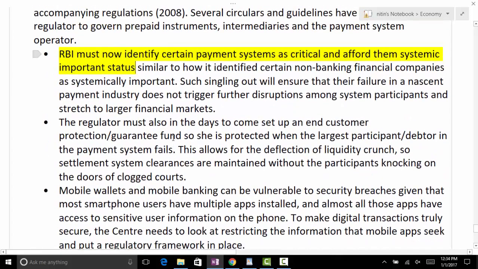First, it is a state subject, disability, and still the center has made laws on how it will enforce them. Second is from where the funding will come, the financing problem.